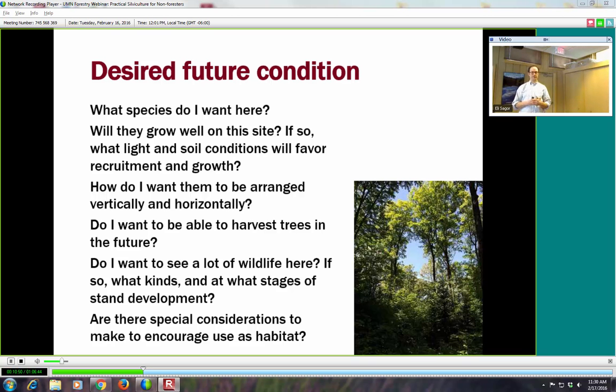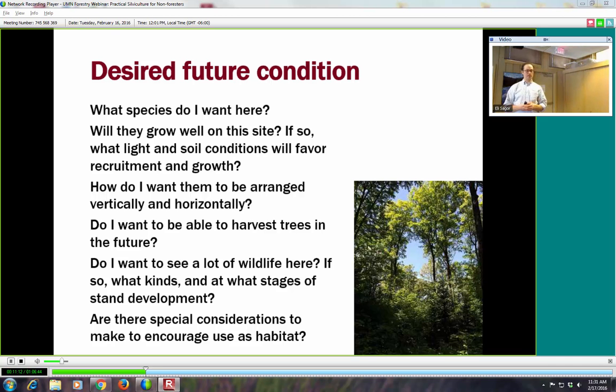In addition to simply asking, do I want to have wildlife here, we need to think about what kinds and at what stages of stand development. And really that idea of things changing over time applies to many of these questions. So do I want wildlife early in the stand's life? For example, am I managing to produce browse for moose?